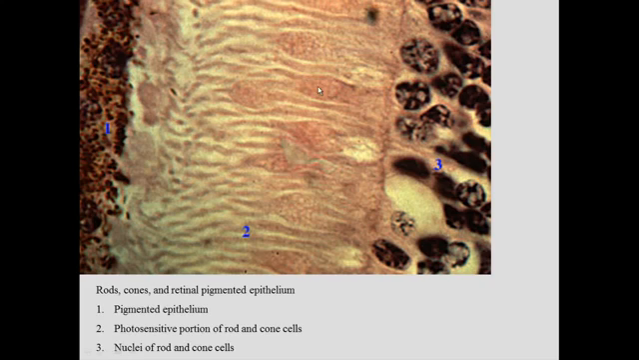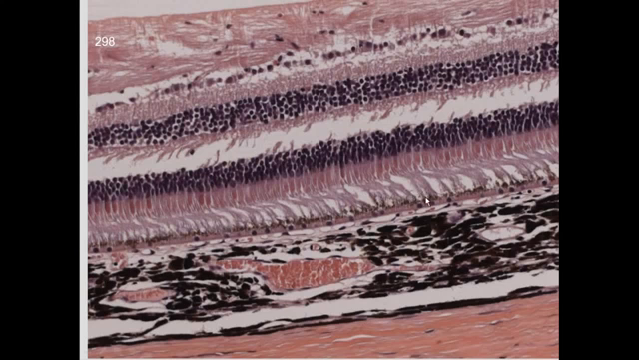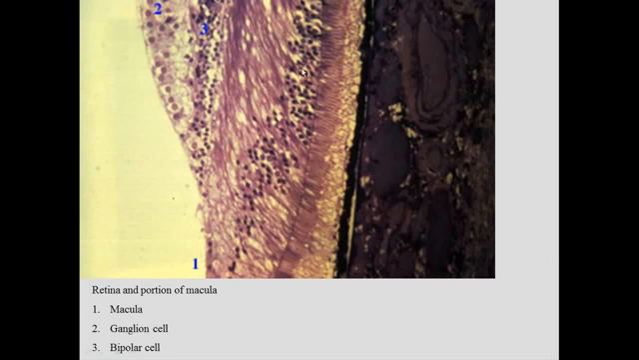Here you can see the comb shape and rods and their nuclei, and the pigmented epithelium. You can see how pigmented epithelium actually projects up into that area. So pigmented epithelium, choroid, sclera, and then this is the retina with the photoreceptor cells, bipolar cells, and the ganglion cells.